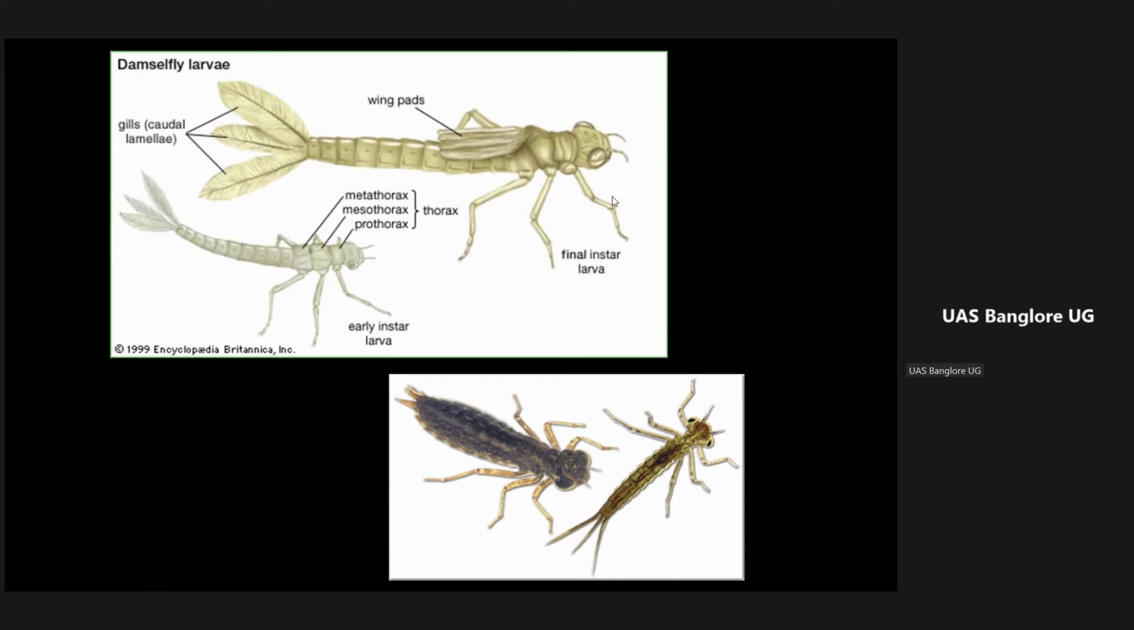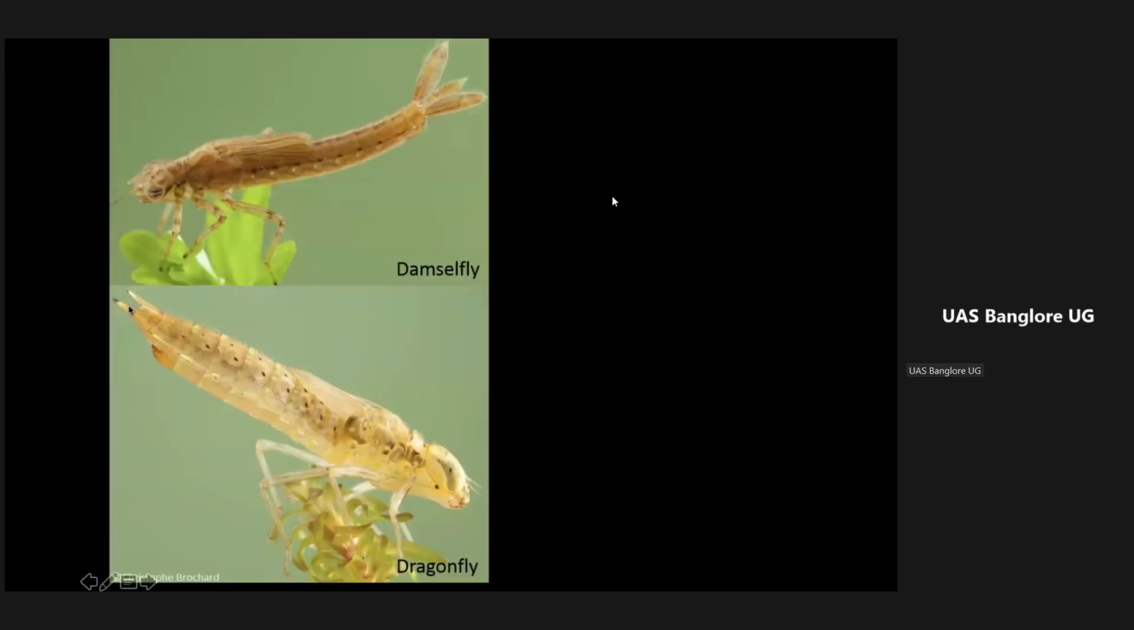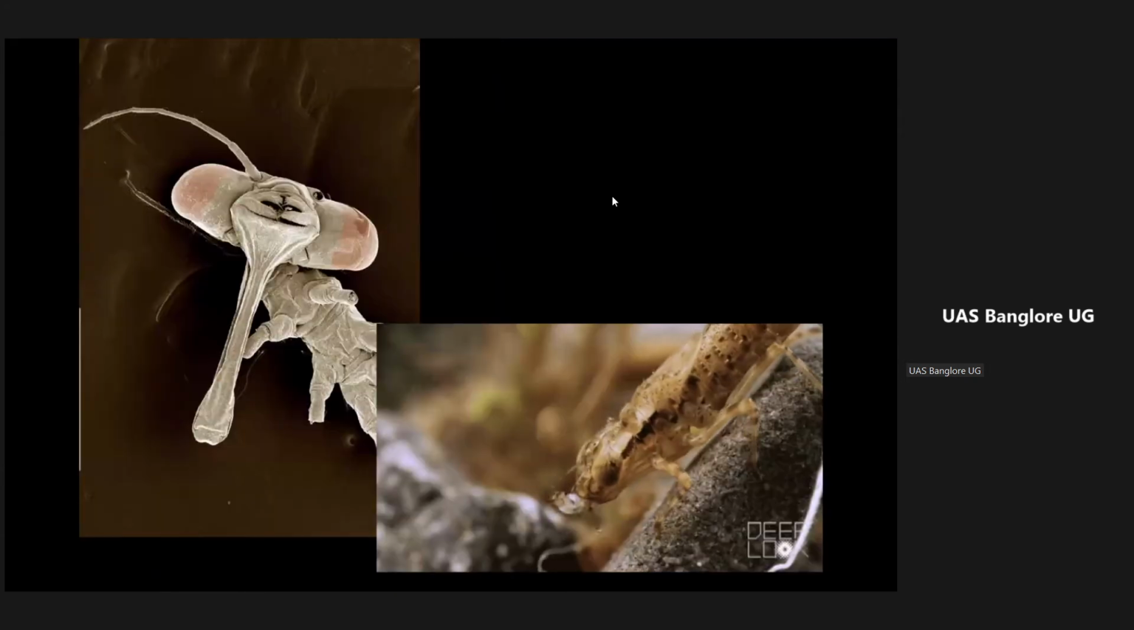Okay, that is how you can differentiate the naiads. Whereas adults, how do you differentiate the adults? You can see that they have the rectal gills, whereas the caudal gills are in the case of damselfly, and in the case of dragonfly you can easily differentiate that they have a prehensile, modified labium.